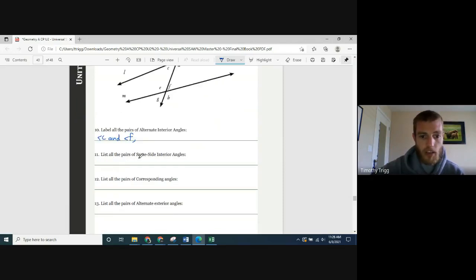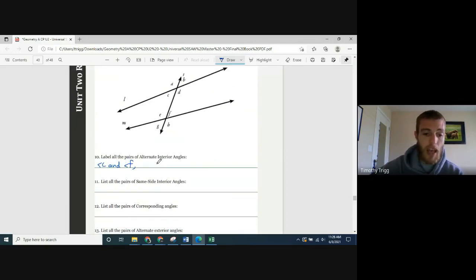Next, list all pairs of same side interior angles. So same side interior. So interior, again, we're looking at C, D, E, and F. Those are the interior angles. So which ones would be considered same side? So angle C, what would be its same side interior counterpart? Well, it's on the same side. So C on the same side is E, right? So C and E, those two angles are same side interior angles. All right. I gave you one pair. See if you could find the second pair of same side interior angles.